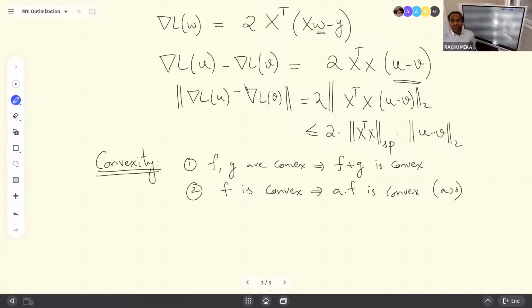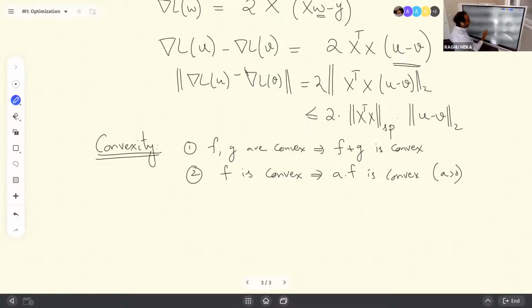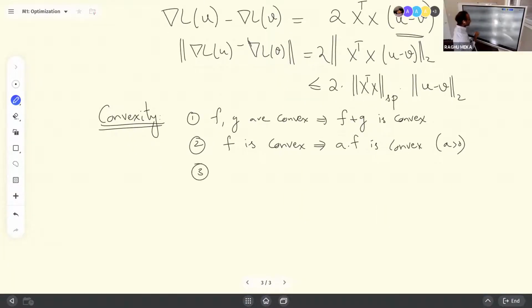If I scale the function by a positive number, it's still going to be convex, right? You're scaling the curve, but the same geometric property will hold. Okay. And perhaps the most useful composition property is that, suppose I have a univariate function which is convex, and I have some vector a in R^d.